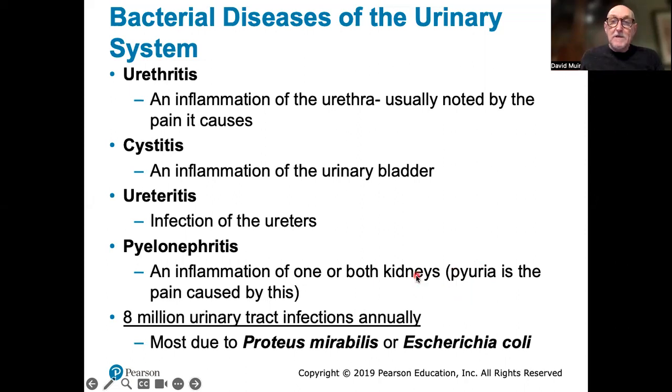Now, infections of the urinary tract are in fact incredibly common, and much more common in women than in men, but they do definitely occur in men as well. The majority of these urinary tract infections are due to three organisms. I've only put two here, but they're either Proteus mirabilis, Escherichia coli, or chlamydia. And those are the commonest causes of these infections.